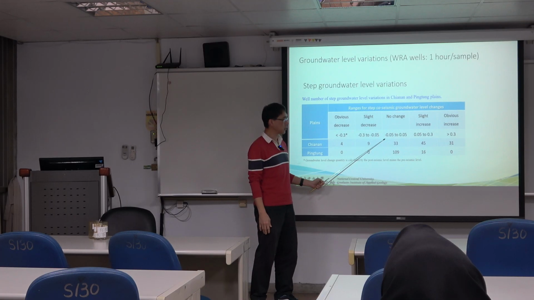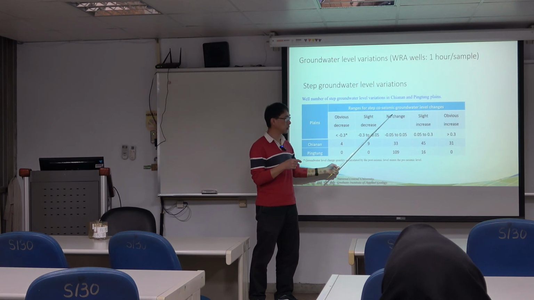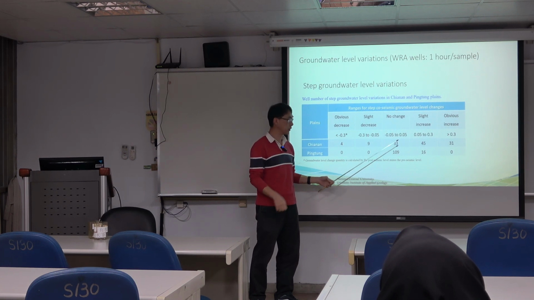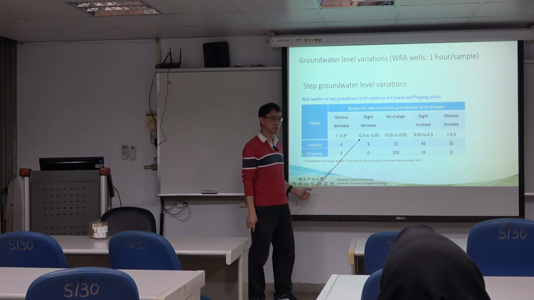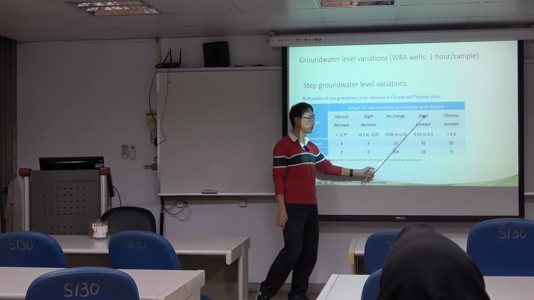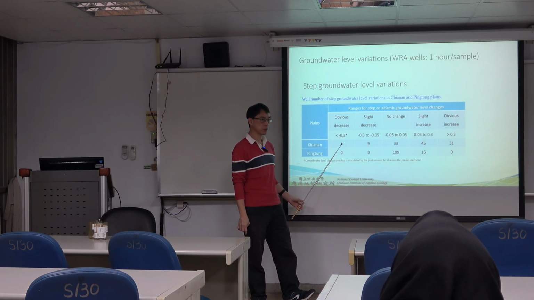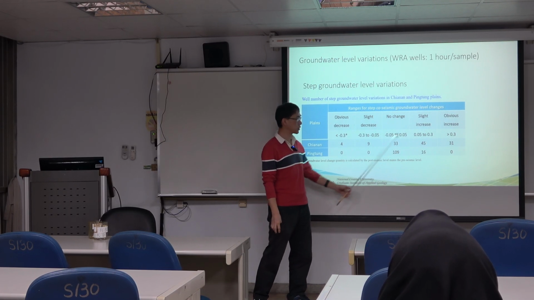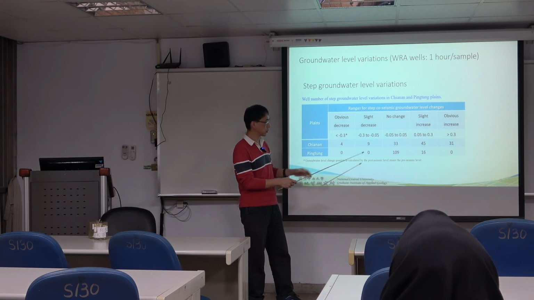So we set the threshold of 5 centimeters to be 1. Within 5 centimeters, we define that there will be no change or not obvious change. And from 5 to 30 centimeters, we define a slight decrease or slight increase. Okay, and larger than 30 centimeters, we define as a larger decrease or larger increase. Okay, so this is the statistic we can take a look at.